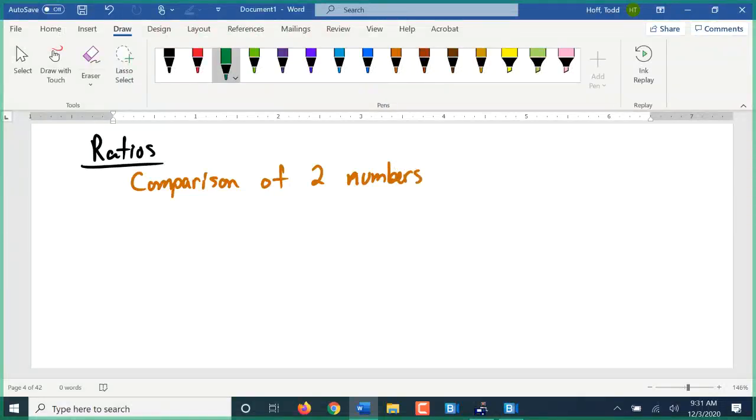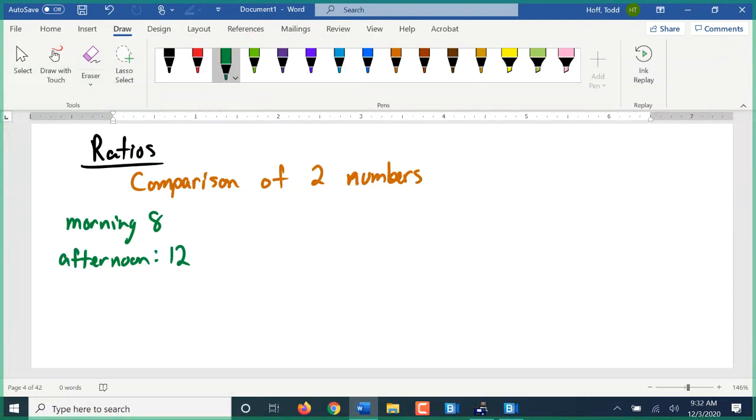An example. I have two applied math classes. My morning applied math class has 8 students enrolled in it. My afternoon applied math class has 12 students enrolled in it.